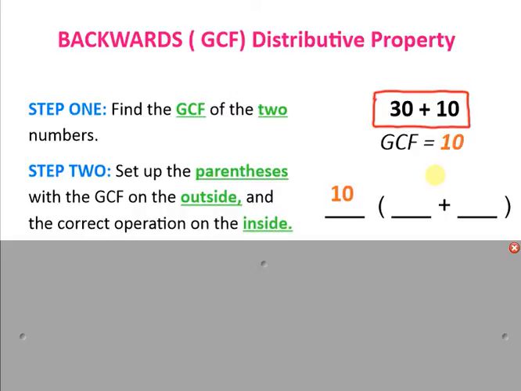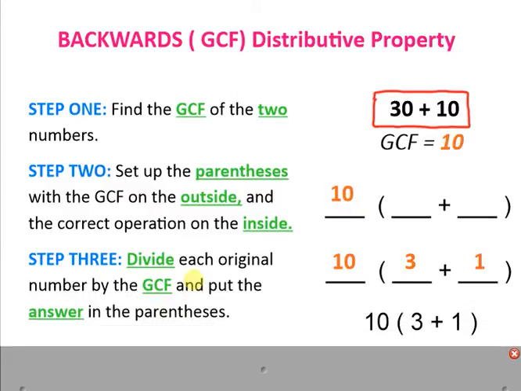The second thing you're going to do is set up your parentheses to make it look like the original format of the forwards distributive property problem. So you have a number on the outside, you have a set of parentheses, you have two numbers on the inside with an operation on the inside. The operation on the inside is going to match what's in your original problem right there. On the outside, you are going to put the GCF that you just found. That's going to be your outside number.